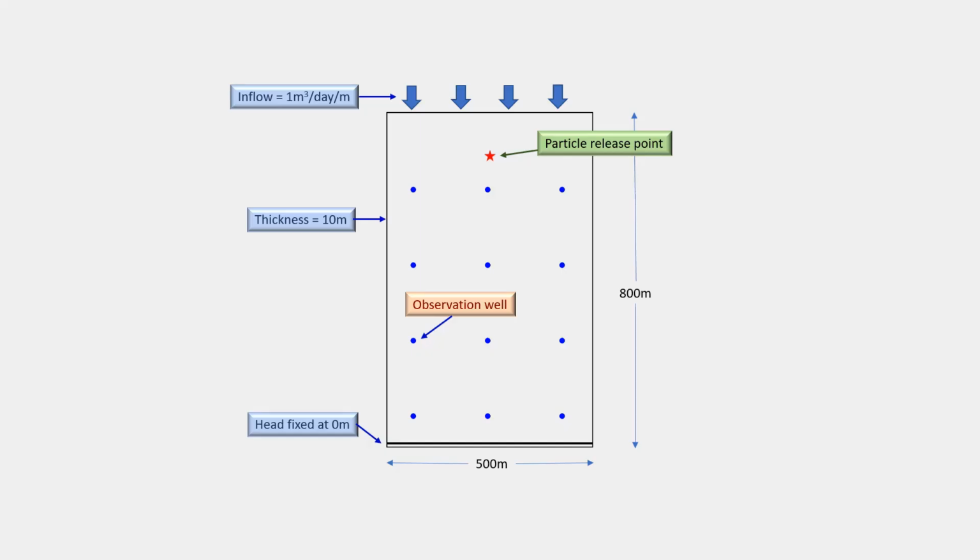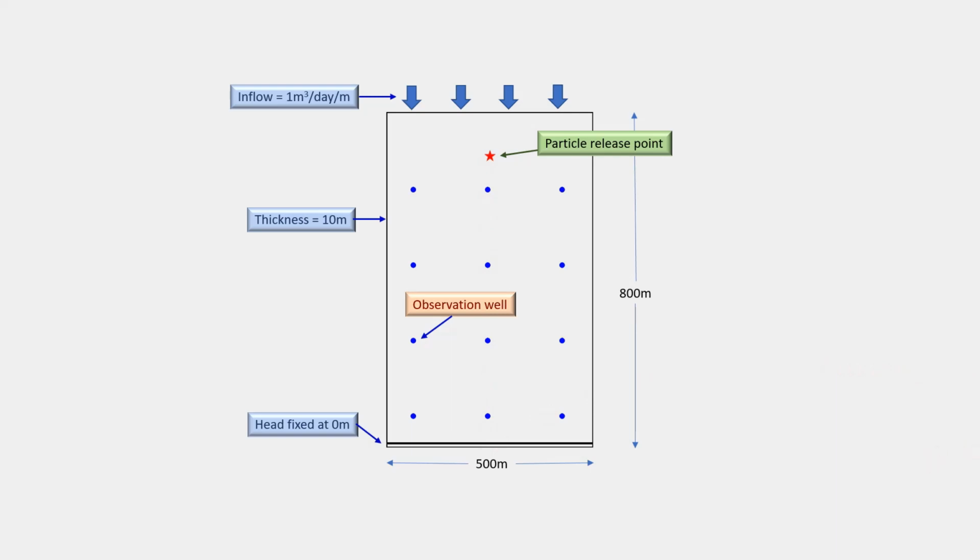Finally, after speaking about what calibration can achieve, I'd now like to finish by saying something about what it can't achieve. So, this is a synthetic case. I've got a rectangular model domain, inflow at the top of the domain, fixed head at the bottom. I'm calibrating a model using the heads in 12 wells, steady state calibration. I'm releasing a particle that flows to the bottom of the system, but we're not concentrating on that, we're concentrating on the parameter fields in this discussion.